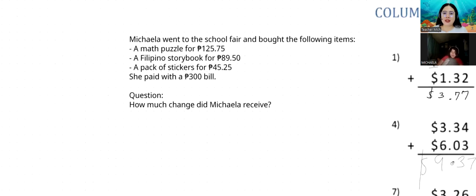These are the following: the math puzzle with a price of 125 pesos and 75 centavos, the Filipino storybook of 89 pesos and 50 centavos, a pack of stickers for 45 pesos and 25 centavos, and you paid a 300 peso bill. So the question is, how much change did Micaela receive?